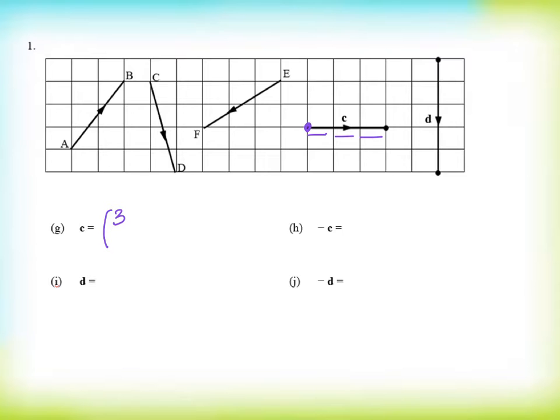Taking a look at part G, C is this vector where I move horizontally 3 units. But I do not go up, neither did I go down. So what am I going to put for the y value? In this case, it will be 0.